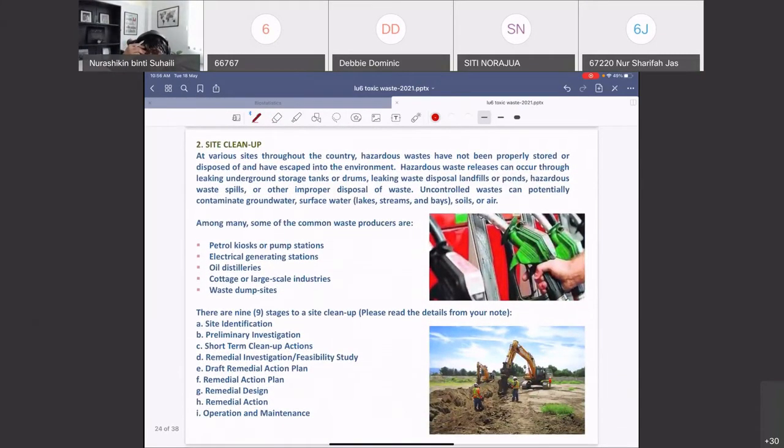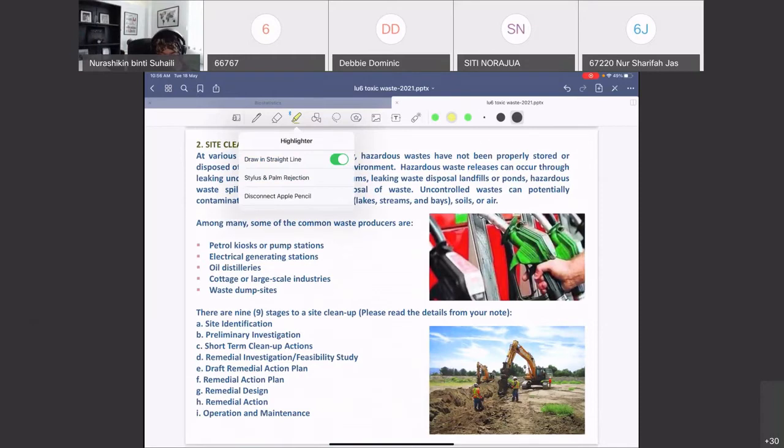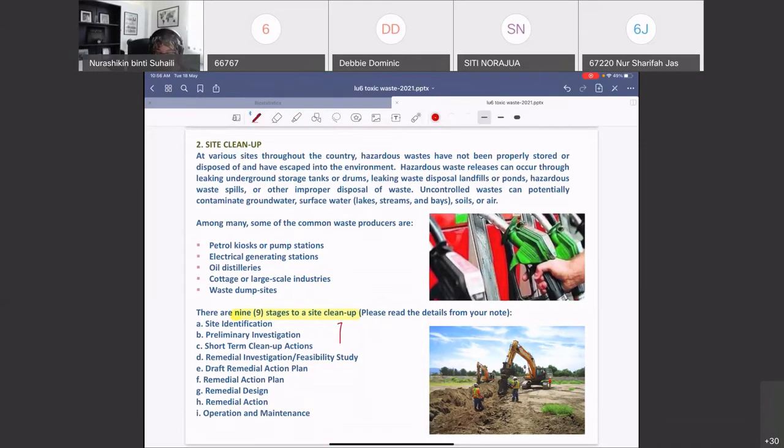So I just want to highlight the 9 stages to a site clean up. Whenever a site, a place is contaminated, and certain authorities want to clean up the site, these are actually the stages that they have to go through. First they identify the site, right? And then they do preliminary investigation, perhaps to identify what are the toxic materials present and what is the environment.